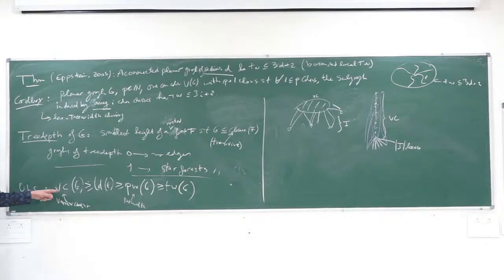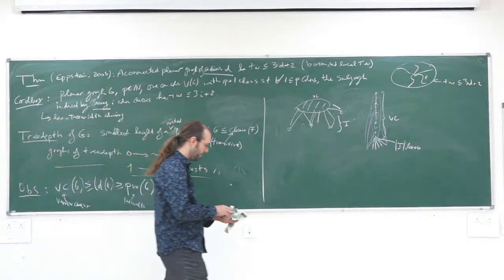By the way, if you can find a vertex cover of the graph, this will give you a tree decomposition. This can be useful sometimes. Any chain like that you can have.